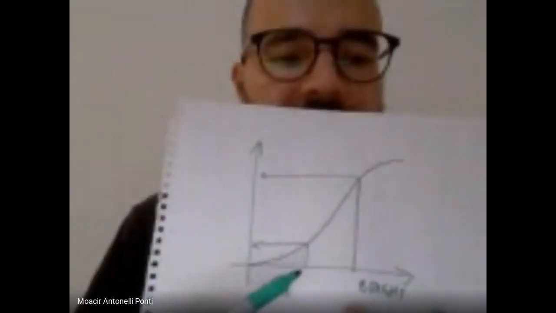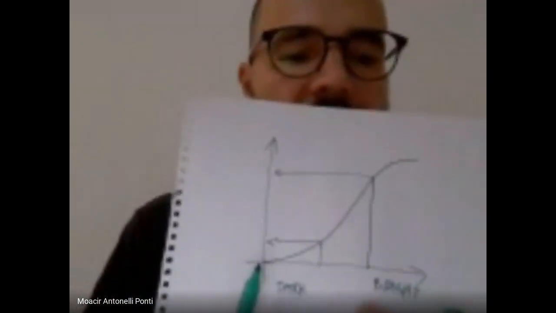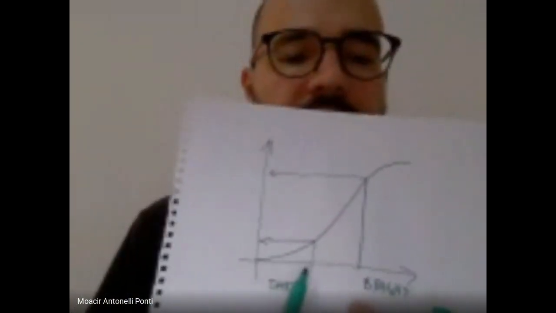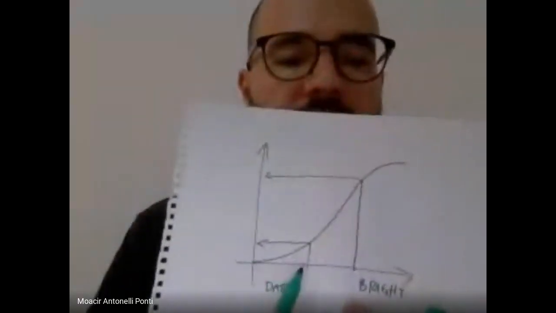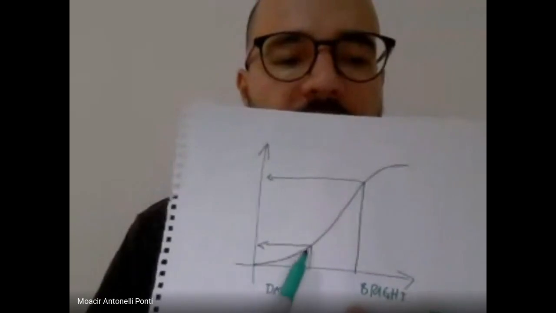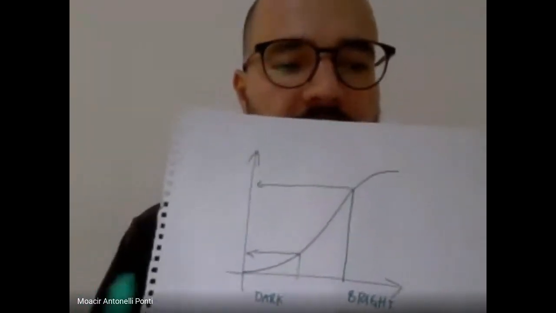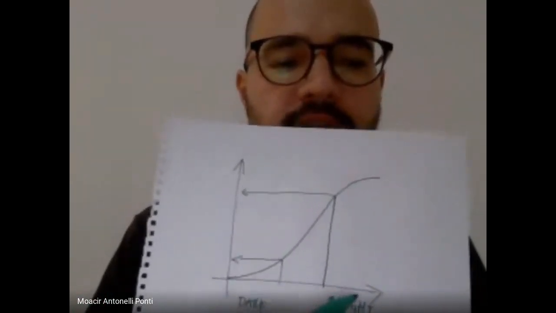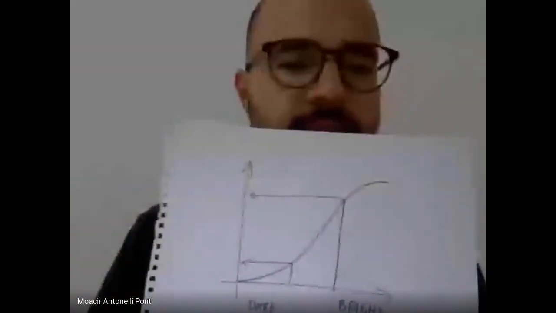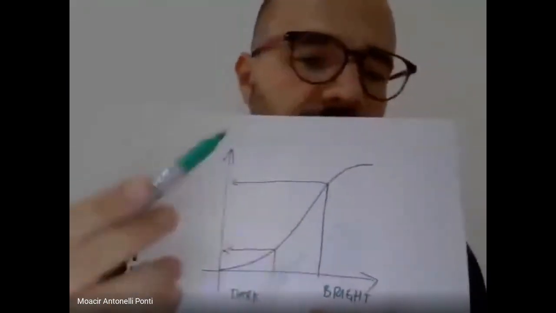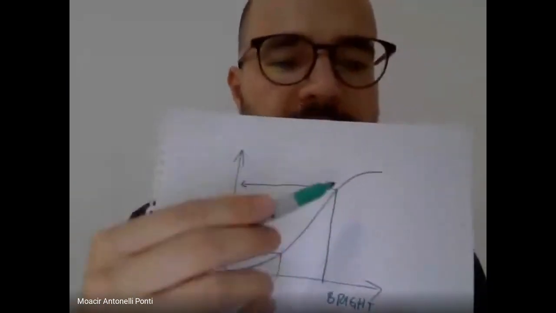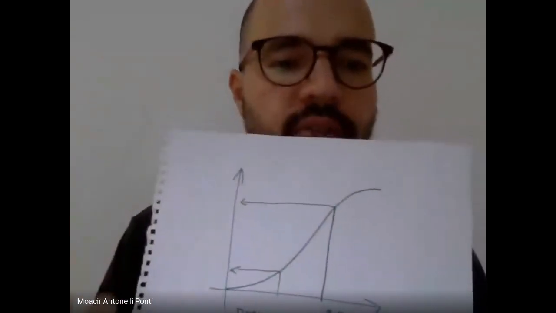The idea is that for dark values, I have a whole range here of dark values, and I'm going to compress this. So dark values become even darker. And for bright values, this happens similarly, in the bright direction. Bright values become even brighter. So this improves the contrast of the image.